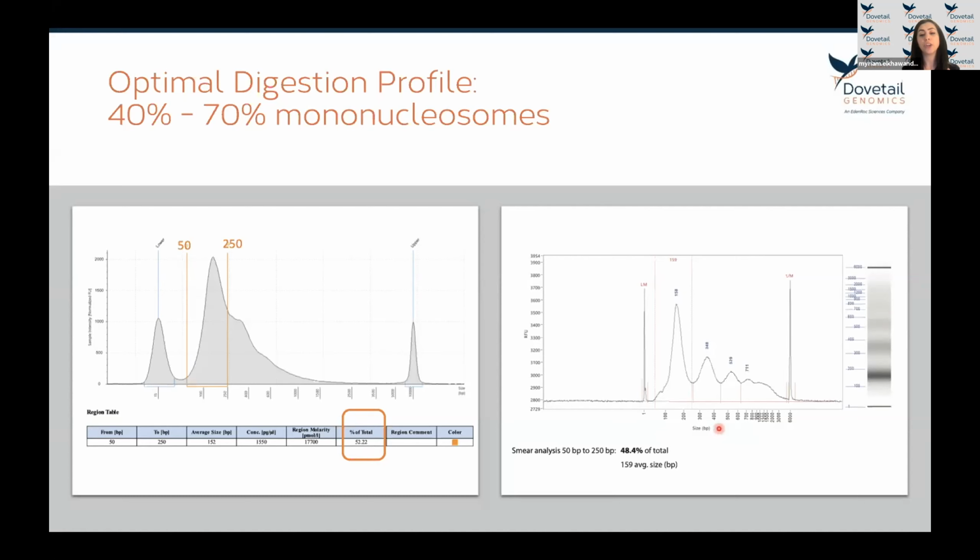This is another digestion profile analyzed on a Fragment Analyzer. Again, this is the mononucleosome. Here are the dinucleosomes, and here are the trinucleosomes. Based on the smear analysis, the mononucleosomes account for 48.4% of total. So this is also a digestion profile that passes QC.